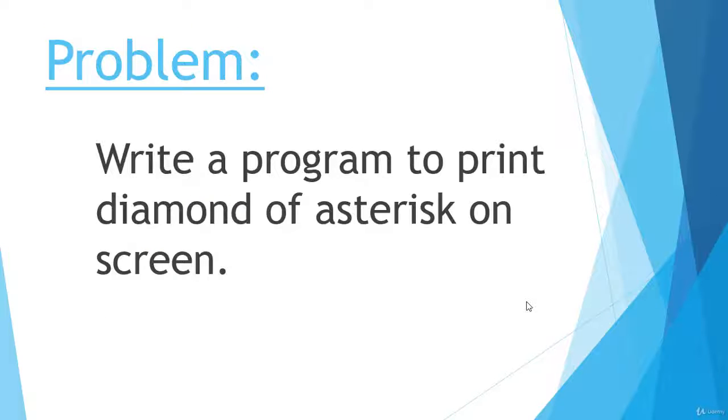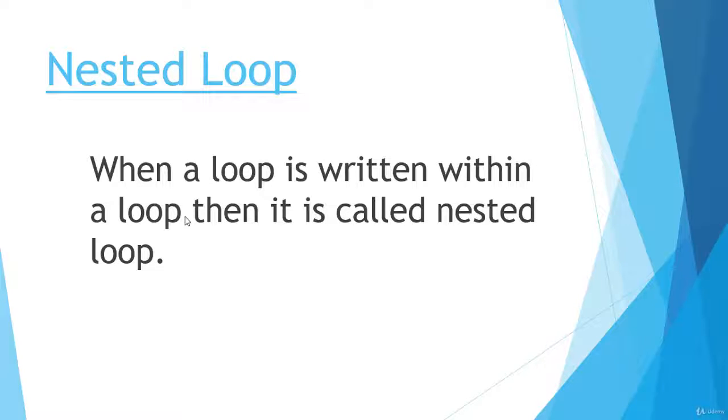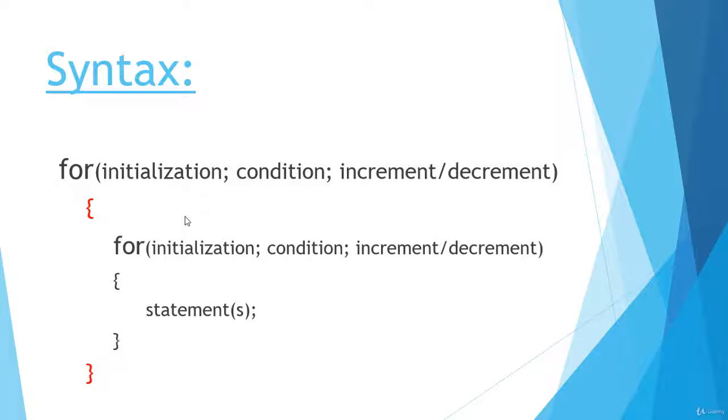Write a program to print a diamond of asterisks on the screen. Before solving this problem, I want to introduce one more thing about nested loops. When a loop is written within a loop, it is called a nested loop. Look at its syntax. You can see I have typed the for loop, and within the body of the for loop I have typed another for loop. This is what we call nested loops.